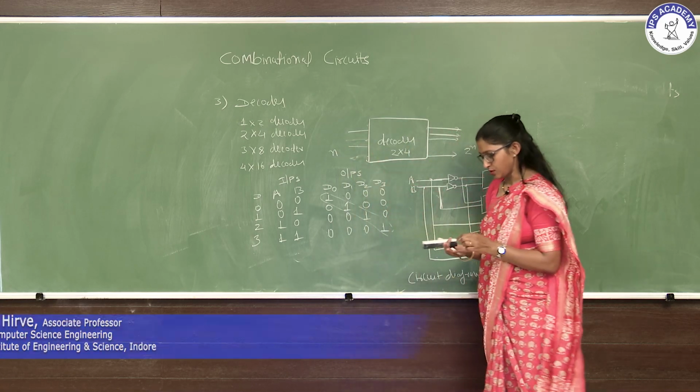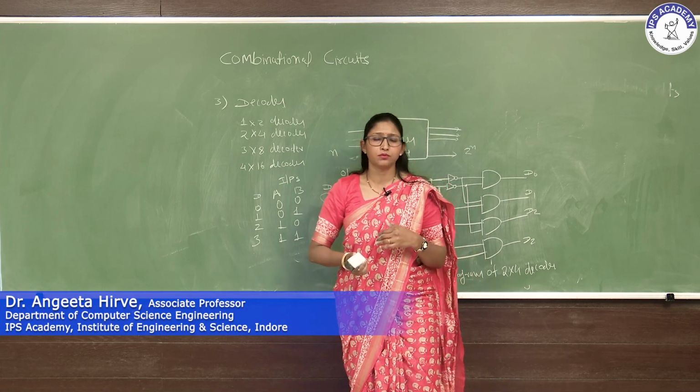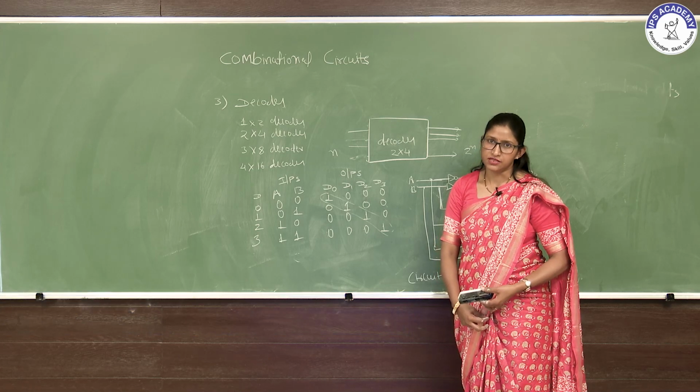A decoder is also used on the communication side. When we want to decode at the receiver side, a decoder is used, and an encoder is used at the transmitter side.